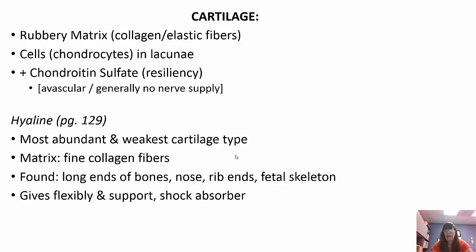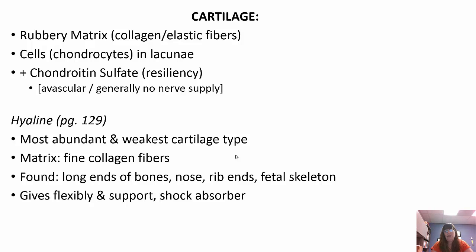Hyaline cartilage is the first type that we have of the three. It's the most abundant, but yet the weakest cartilage. There are very fine collagen fibers there. They're strong, but yet because they're so fine, it's actually the weakest one we have.